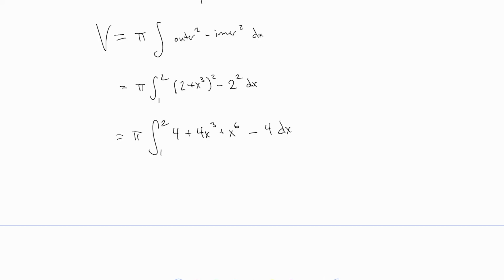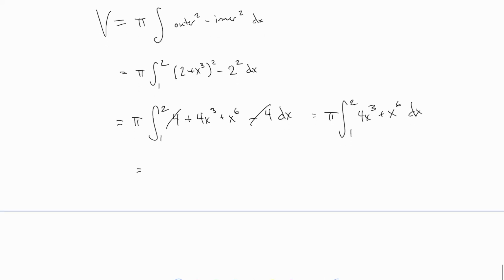And then I'm going to be able to cancel the 4's, right? I have a 4 at the beginning and a -4 there. But otherwise, nothing else can cancel or combine. It is the integral of 4x cubed plus x to the 6. And then we can do the integral, with the pi. We get 4x cubed becomes just x to the 4, and then plus 1/7 x to the 7. I hope that's what you got.